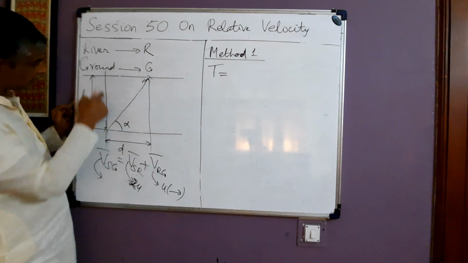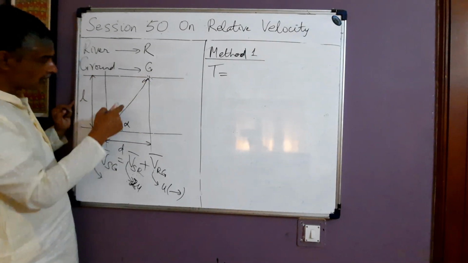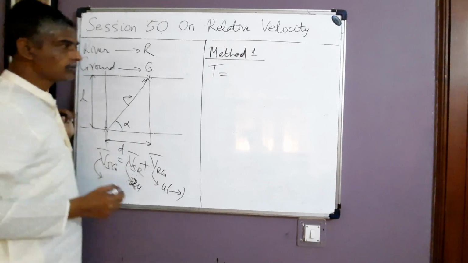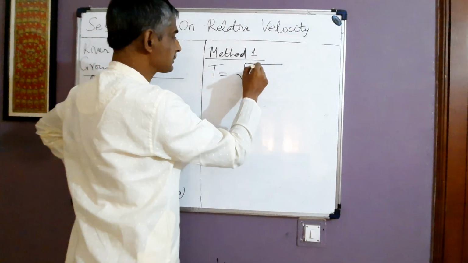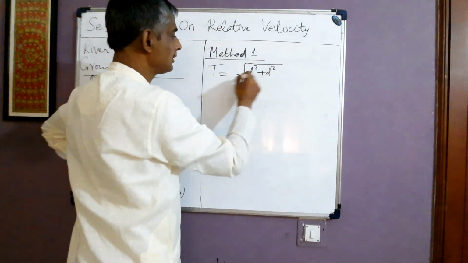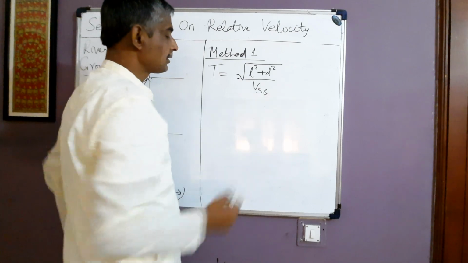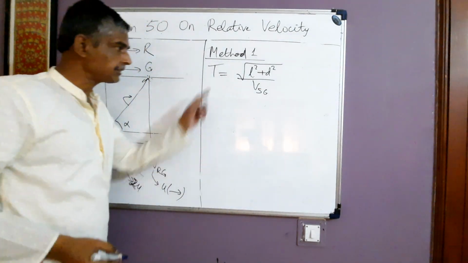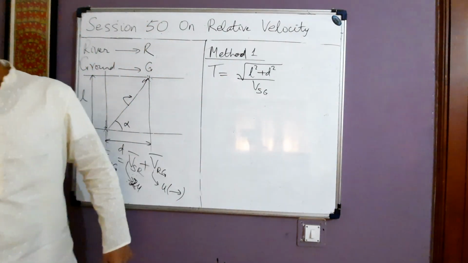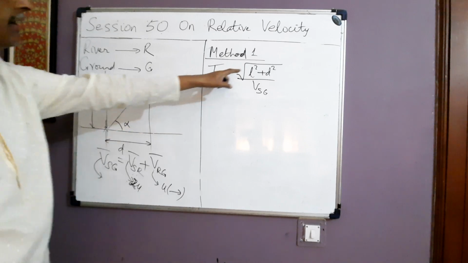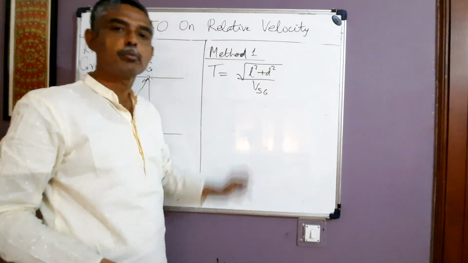This is a right angle triangle. This is L, this is D, this is also L. This is root under L square plus D square. So the time taken is the distance covered with respect to ground, root L square plus D square, divided by VSG, the speed of the swimmer with respect to ground. This is the time taken. Now we have to know VSG. L and D are known. We have to find T, so we must know VSG.